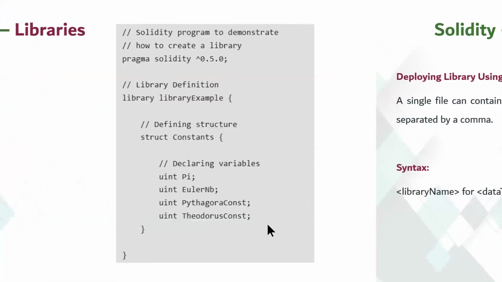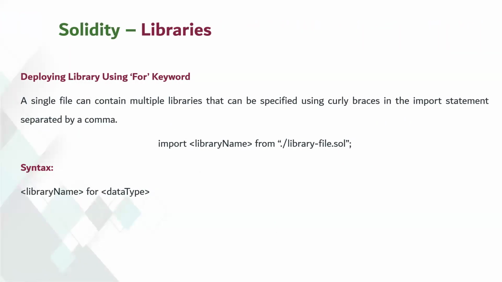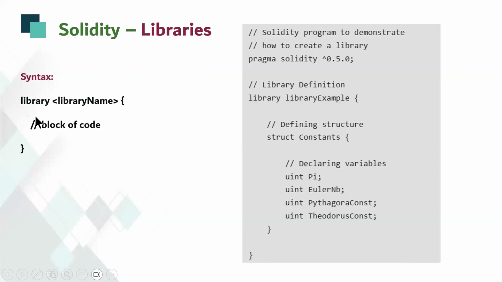Let's talk about this example. The syntax here is library, then we add the library name, and we have a block of code. In this example, the library is created to demonstrate the procedure to create a library. So we can say here struct constants. This code block defines a library named LibraryExample. Inside the library, there is a struct named Constants. This is the name of the struct, okay?